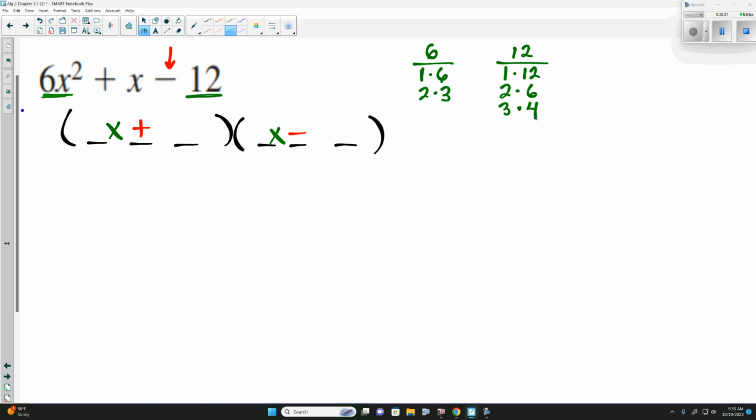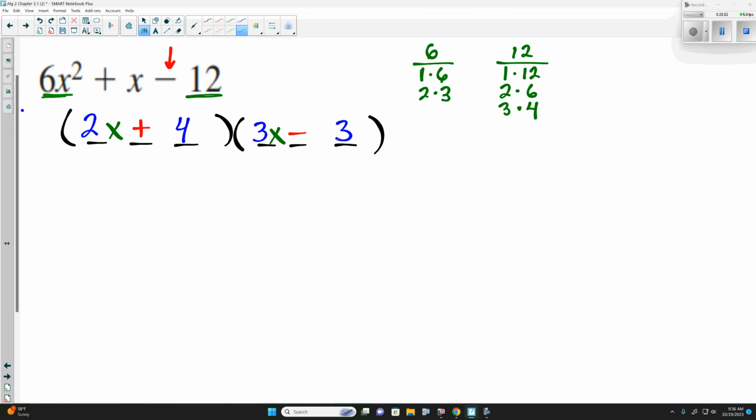Let me get a different color. And then the 1 and 6 and the 2 and 6 can't go together. So 2 and 3, 3 and 4 could go together, because the 2 can go with the 3, and 3 can go with the 4. But we can't have the other. We only have one setup for it. Right, because with 2 and 3, I can't have 4 and 3.